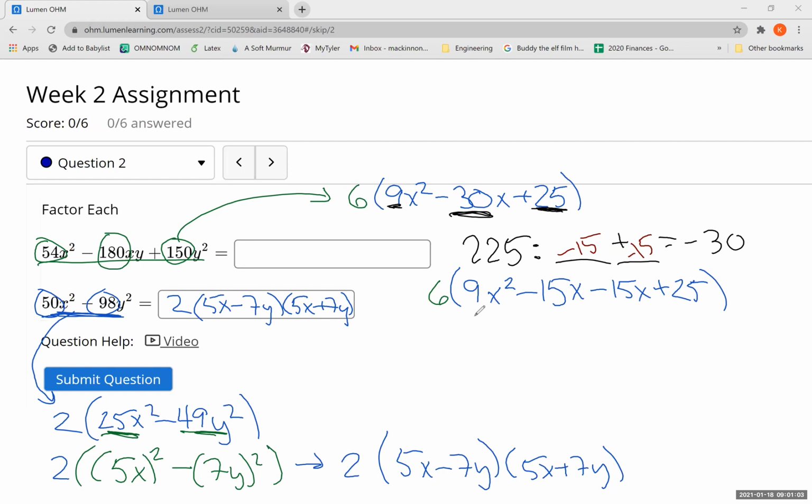So now I'm going to use factoring by grouping. With 9x squared and negative 15x, I've got a 3x in there. So then I get 3x times 3x minus 5. And then negative 15x minus 25. Well, I'm going to take out a negative 5, not because I can, but because that's actually my best option. And then don't forget your 6.